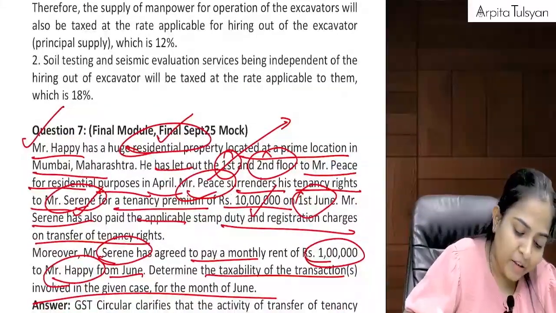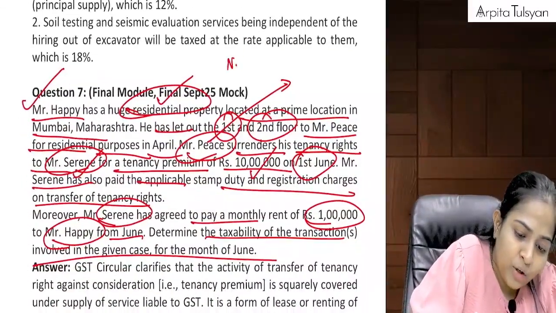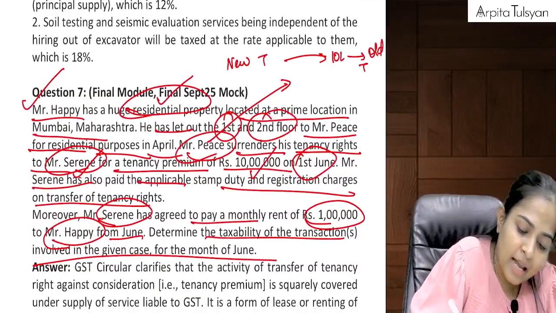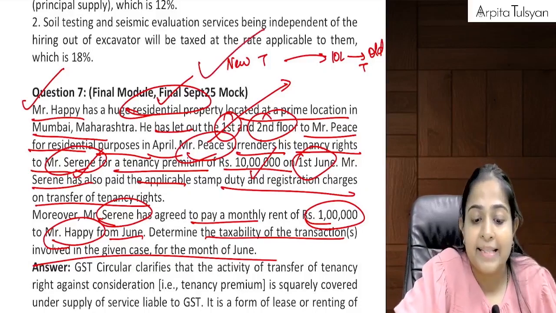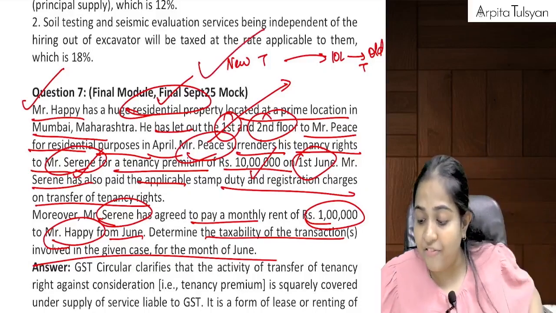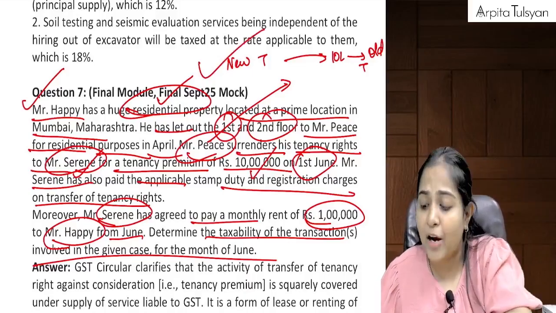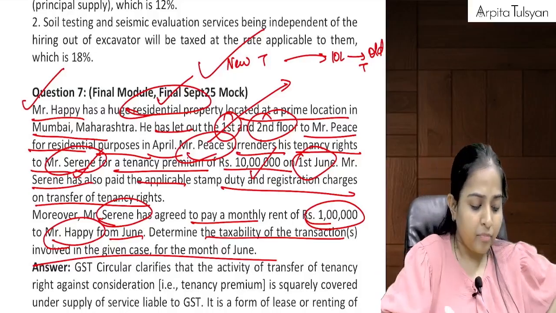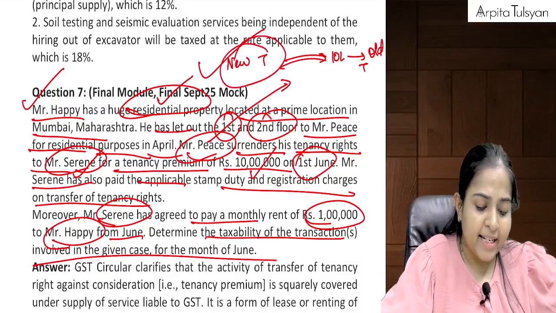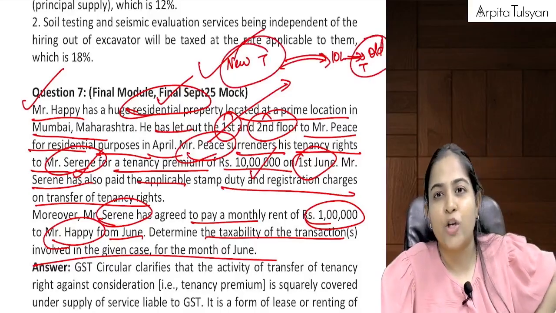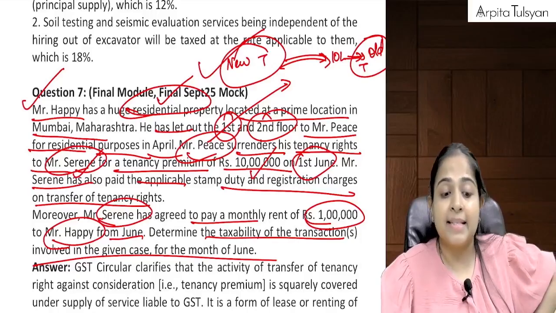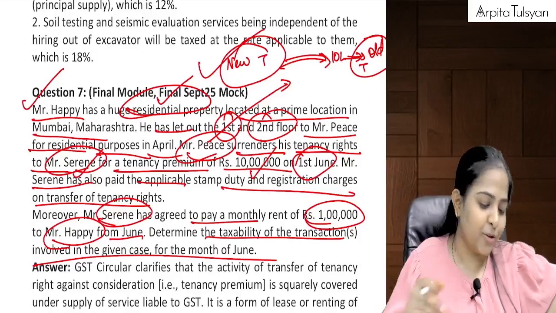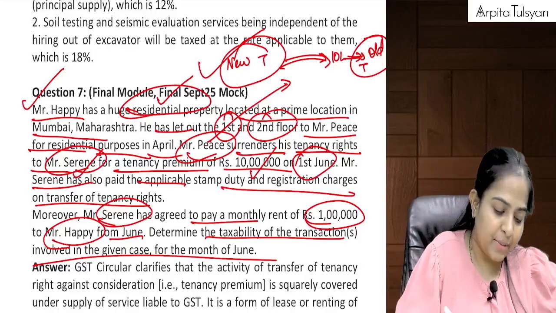So can we say here, first of all, the new tenant is going to pay 10 lakh rupees to the old tenant. That is taxable. Tenancy premium is taxable. It is considered as supply of services. Now, this is not in the nature of rent, because when will it be considered as in the nature of rent? When it is paid to the owner of the property, but here it is an exchange between the tenants, so this will be fully taxable under GST.